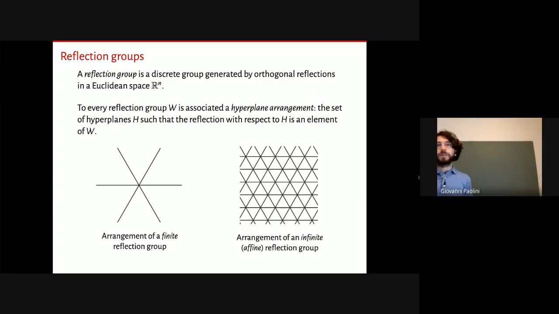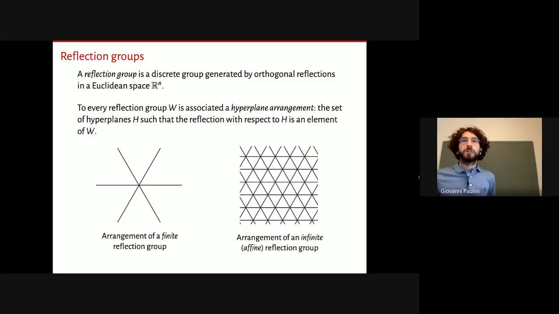A reflection group is a discrete group generated by orthogonal reflections in Rn. To every reflection group, there is an associated object called a hyperplane arrangement, which is the collection of all hyperplanes that are the fixed set of one of the reflections of the group. Let's go already to two examples, which you can see here.